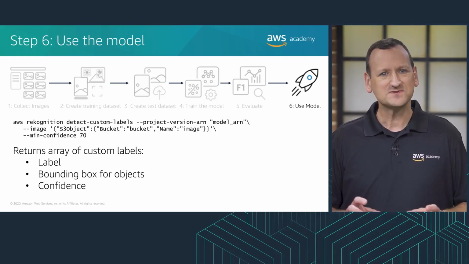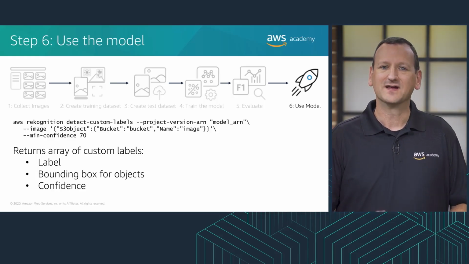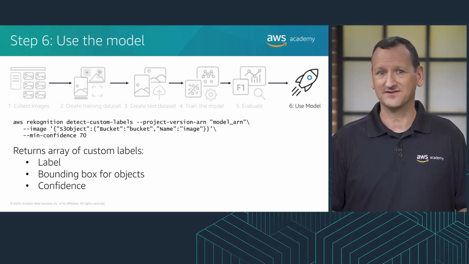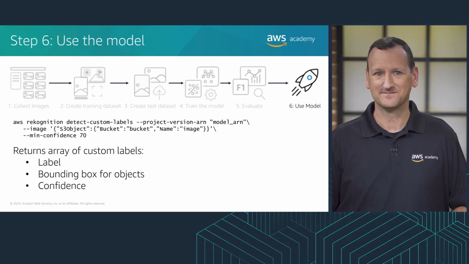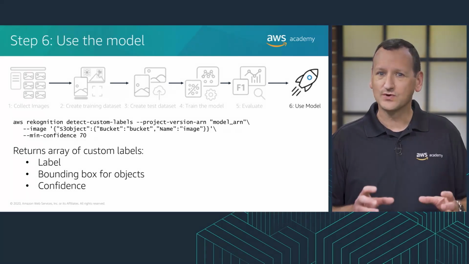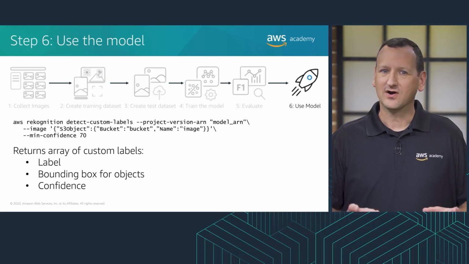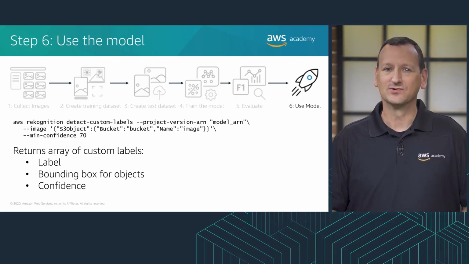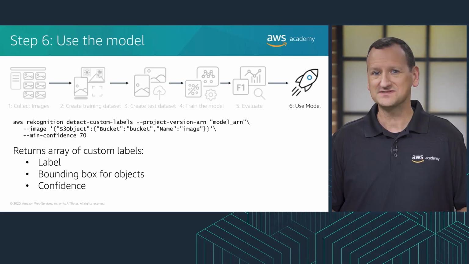Each custom label represents a single object, scene, or concept that's found in the image. A custom label includes a label for the object, scene, or concept that was found in the image. It also includes a bounding box for objects that were found in the image. The bounding box coordinates show where the object is located on the source image. The coordinate values are a ratio of the overall image size. Finally, the custom label includes the confidence score. This represents how confident Amazon Recognition Custom Labels is in the accuracy of the label and bounding box.